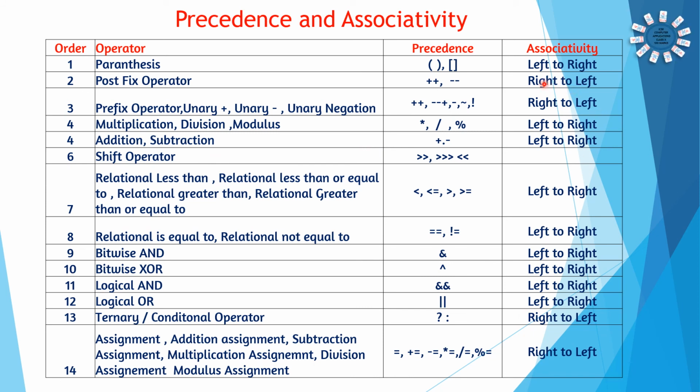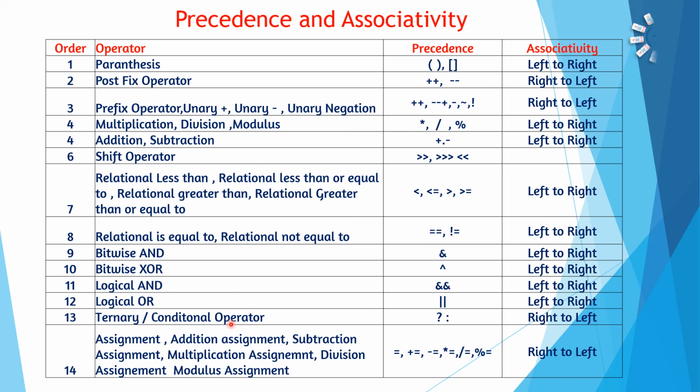And now associativity means if so many operators are there with the same preference, that means the same level of priority. For example, if all these operators are in an expression, then we have to decide how the expression will be evaluated. Normally from left to right, that means the left one will be done first, then the right one. But in some cases we evaluate from right to left. So this also we have to keep in mind when we evaluate an expression.